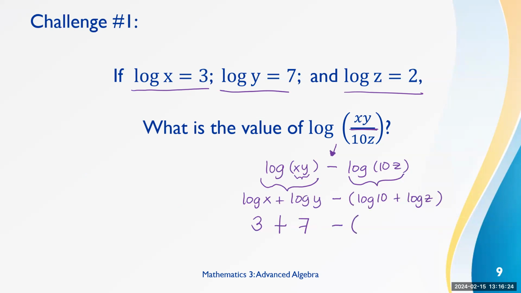Minus the quantity. What is log 10? So this is log base 10 of 10. So applying the property of logarithms, this is equal to 1. Okay? Plus log z, which is equal to 2. So simplifying this arithmetic, this is 3 plus 7, this is 10 minus 3, which is equal to 7. Okay? So the value of this logarithmic expression is equal to 7.